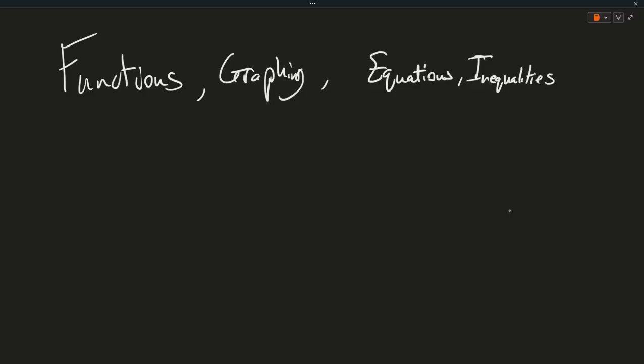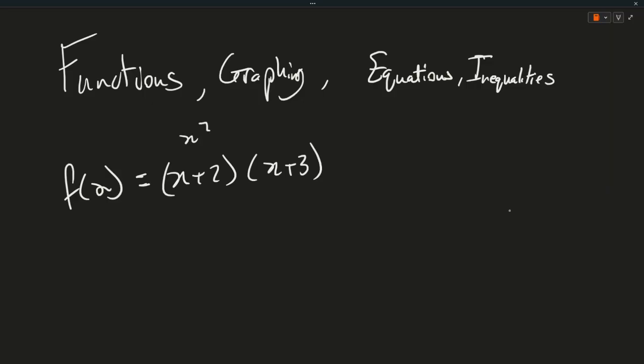Whenever we have some kind of function, you should know what a function is. It's a kind of mapping. I'll talk more about what mappings versus functions are later, but let's just say we have a quadratic. So let's do x plus 2 times x plus 3, which gives us x squared plus 5x plus 6. Okay, so that's our function.